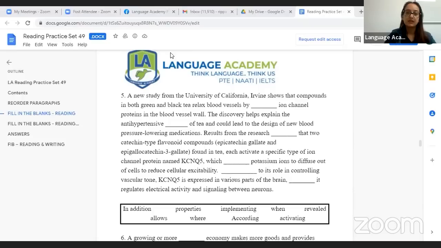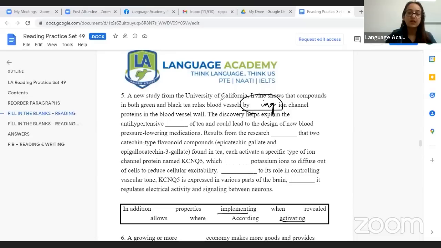Let's check. This says a new study from this university shows that compounds in both green and black tea relax blood vessels by dash ion channel proteins in the blood vessel wall. So what we have learned is after by comes the ing form of verb. So these are the rules you should be noting down. We have two ing forms of verbs, implementing and activating.